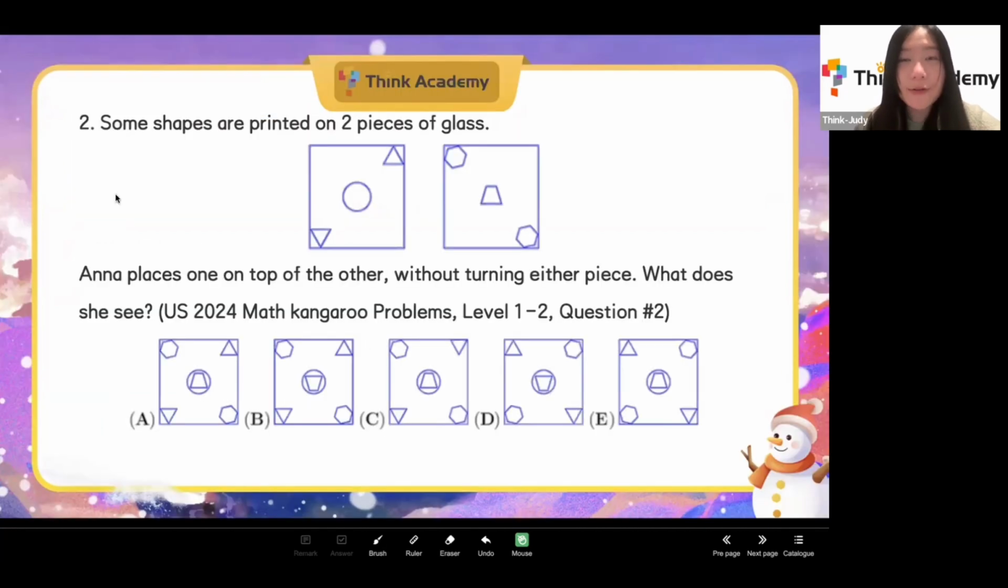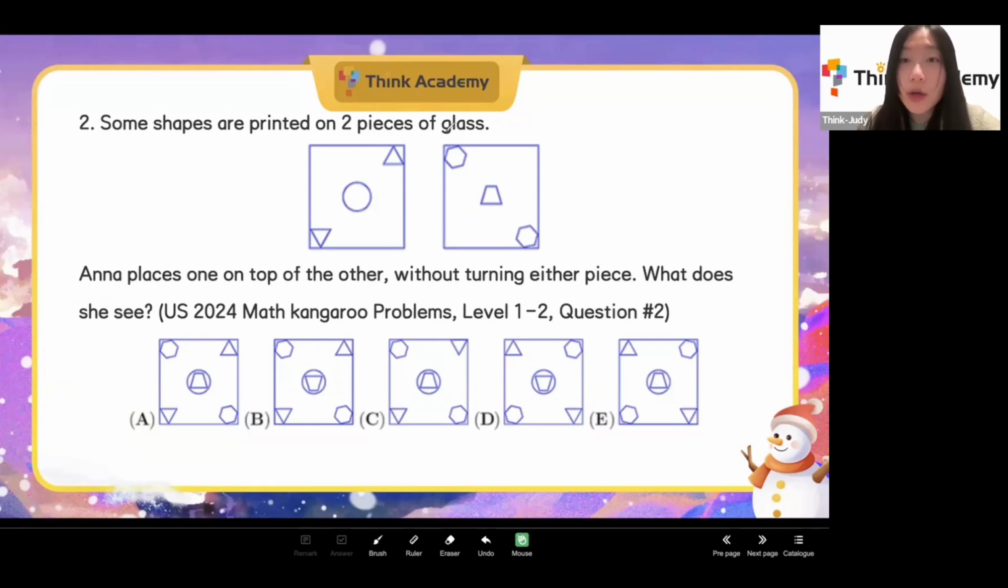All right, everyone. So now let's move on to the second question. Here we have some shapes printed on two pieces of glass. So Anna places one on top of the other without turning either piece. What does she see? Okay, so how do we solve this question? What are the keywords here?